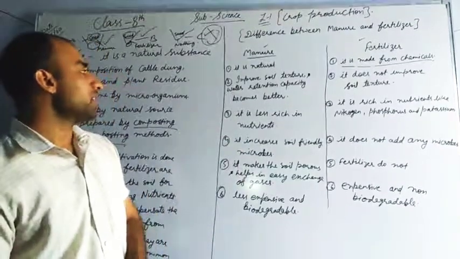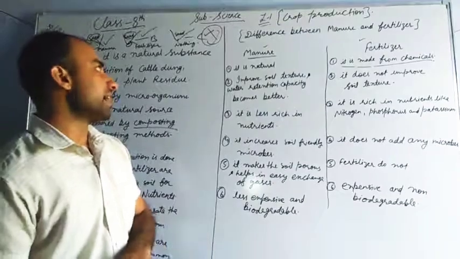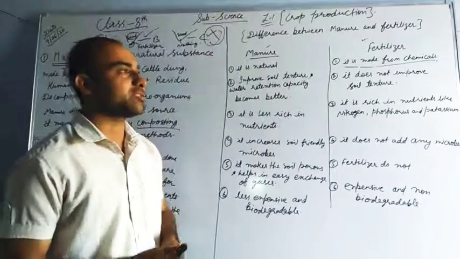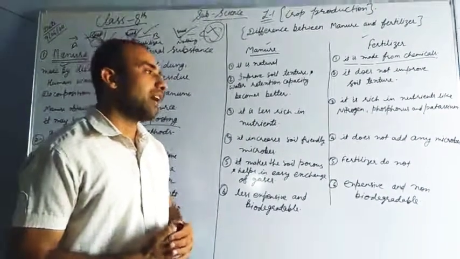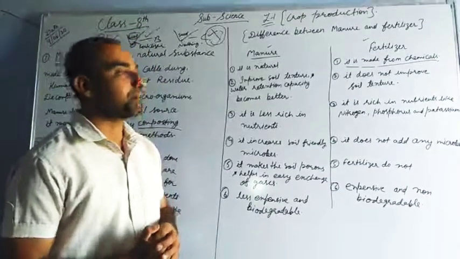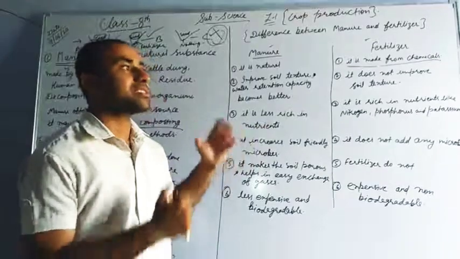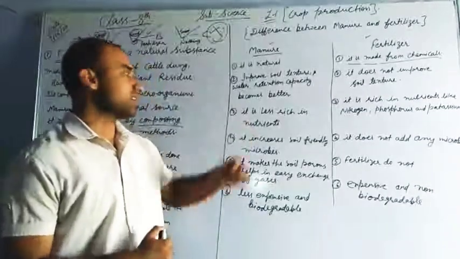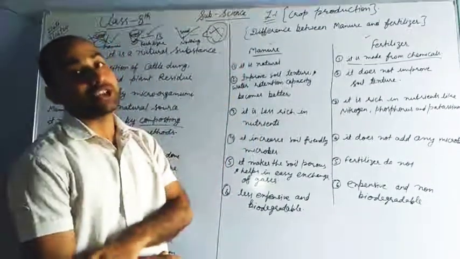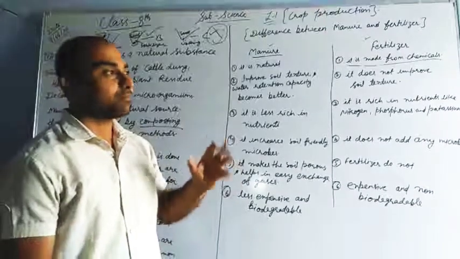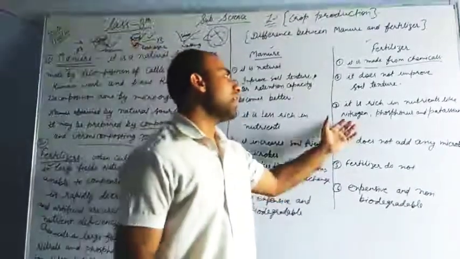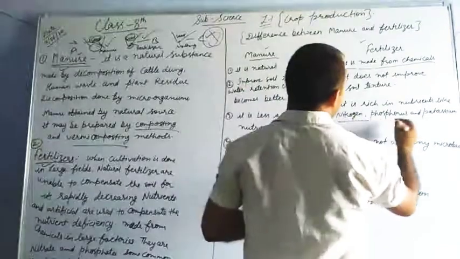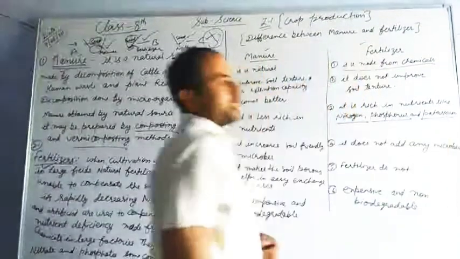Third one: fertilizers are less rich in nutrients. Manure is rich in nutrients. Nutrients means nutrients of the plants, the things required by the plants for their growth and development. Manure is rich in nutrients for providing them. Fertilizers are also rich in nutrients, but those nutrients are nitrogen, phosphorus and potassium.